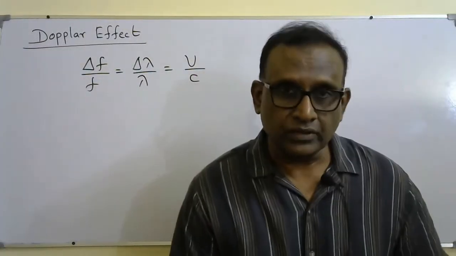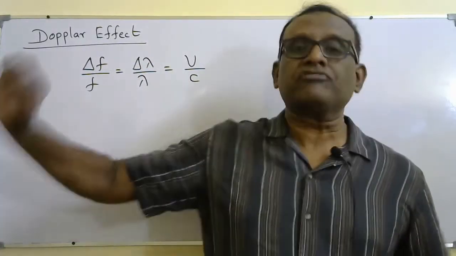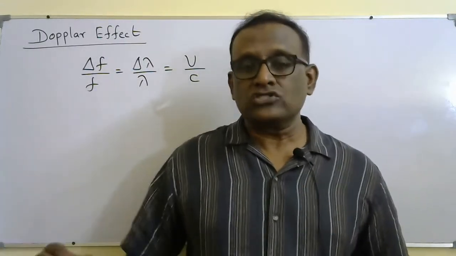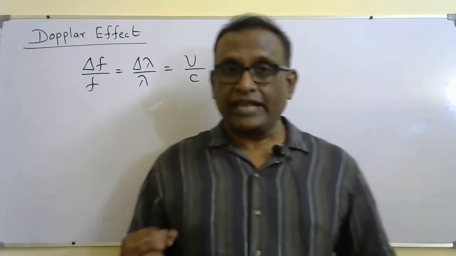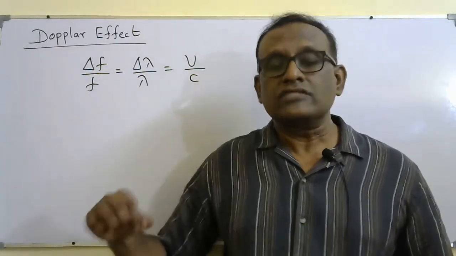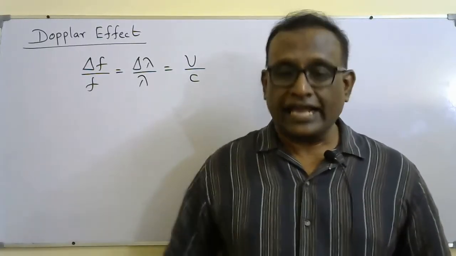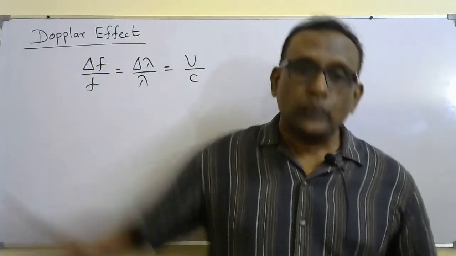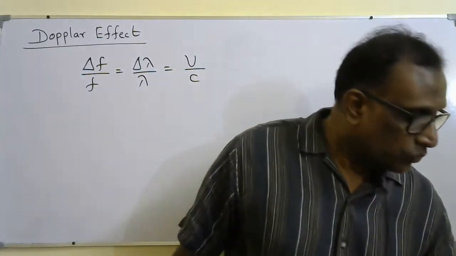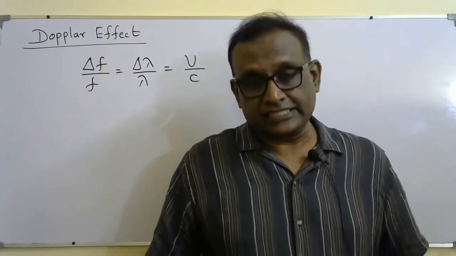So you should know in your syllabus, when the wave source moves away from the observer, the apparent wavelength will become larger than the actual wavelength. When the wave source moves towards the observer, the apparent wavelength will become smaller than the actual wavelength. Same way in terms of frequency, when the wave source moves away from the observer, the apparent frequency will become smaller than the actual frequency, and when the wave source moves towards the observer, the apparent frequency will become larger than the actual frequency. So we use this Doppler effect to measure the speed of recession of the galaxies.